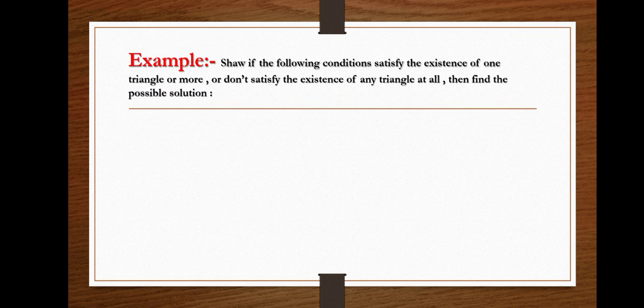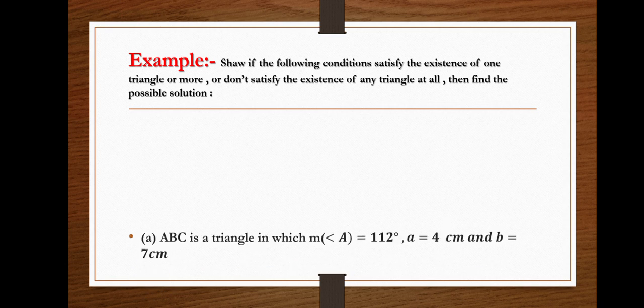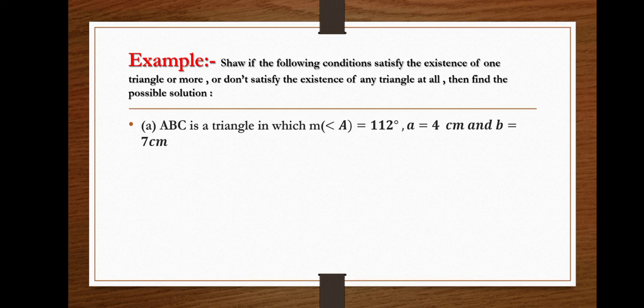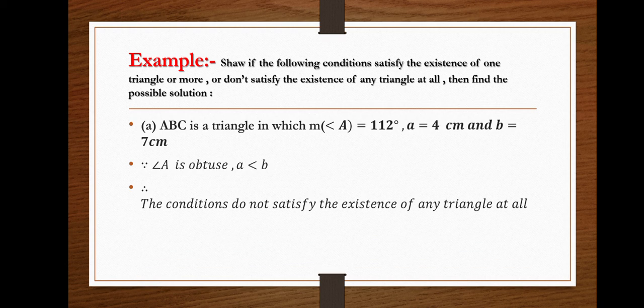For example, show if the following conditions satisfy the existence of one triangle or more, or don't satisfy it. Then find the possible solution. ABC is a triangle in which the measure of angle A equals 112, a equals 4 centimeters and b equals 7 centimeters. Since angle A is an obtuse angle and a is smaller than b, then the conditions do not satisfy the existence of any triangle at all.